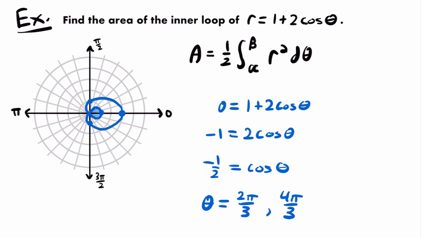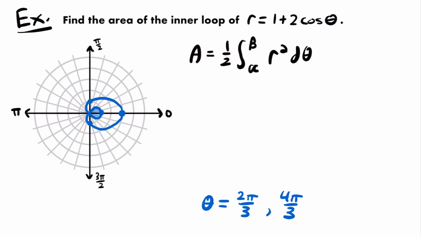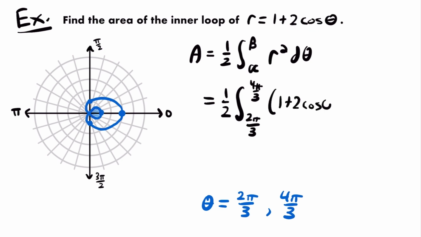Between those two values of theta, our polar curve is creating that loop, and so if we integrate between those two values of theta, we will calculate the area beneath that polar curve, which will be the area inside that inner loop. Okay, so let's set up our integral. We will have that the area is equal to 1/2 times the integral from 2 pi divided by 3 to 4 pi divided by 3 of r squared, and r is equal to 1 plus 2 times cosine theta, so we'll have 1 plus 2 times cosine theta squared times d theta.